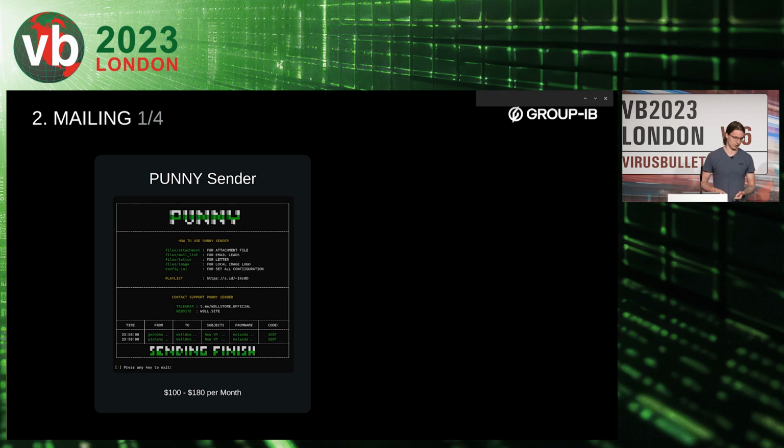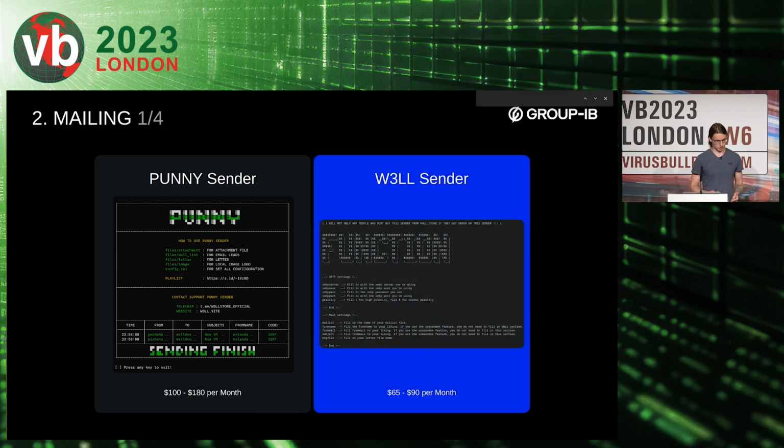There is the Punny Sender, which will set you back about 100 to 180 bucks a month, which is the newer one of the two. There is also the Well Sender, the older one. It's about 65 to 90 bucks a month.